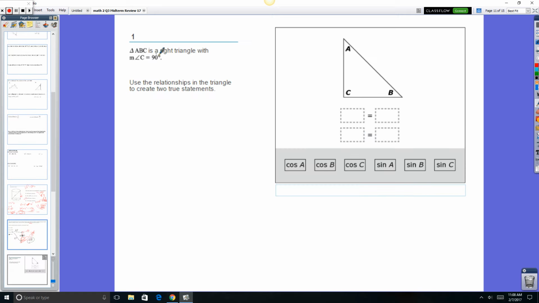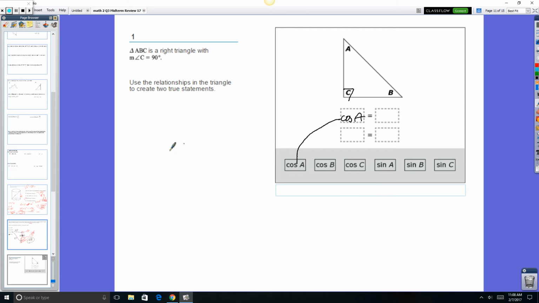If ABC is a right triangle and C is your 90, so there's a 90 right there. Use these relationships to create two true statements. So kind of drag and drop. Okay, so let's drop this cosine of A.